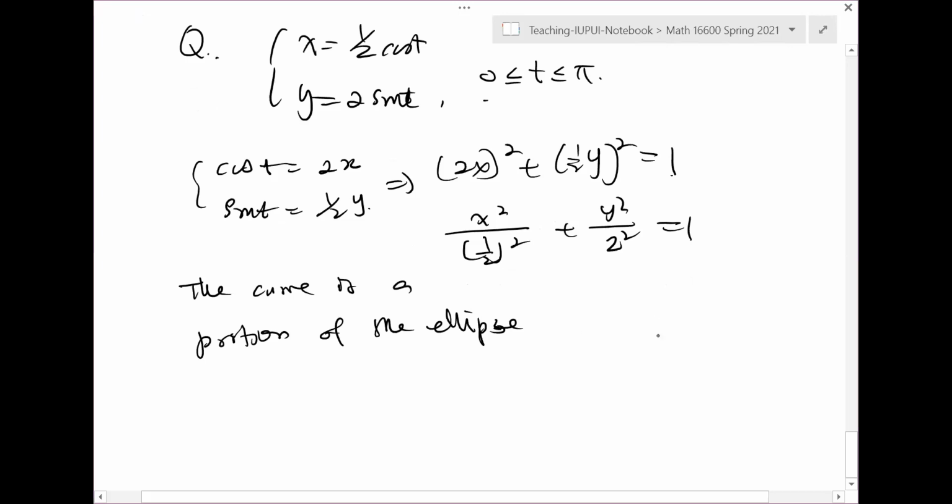Right. So the ellipse, how do you draw the ellipse quickly? Well, you let y be 0. X is going to be what? It's going to be plus or minus 1/2. So this is 1/2. Then you let x be 0. Then y is going to be plus or minus 2. So this is the ellipse. Okay.